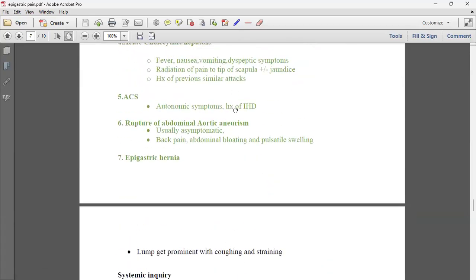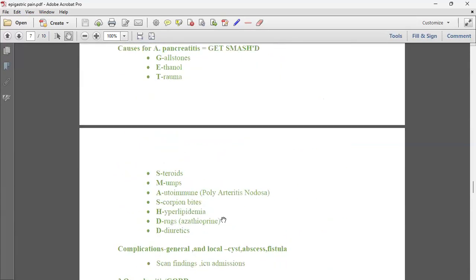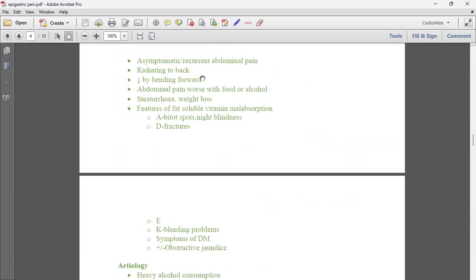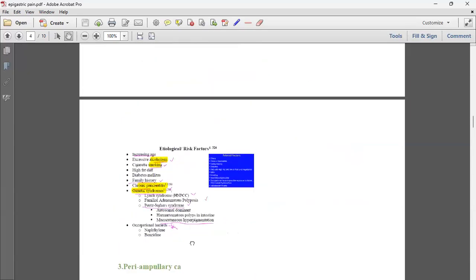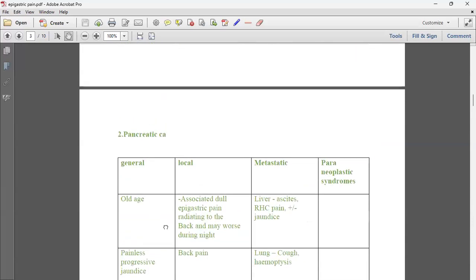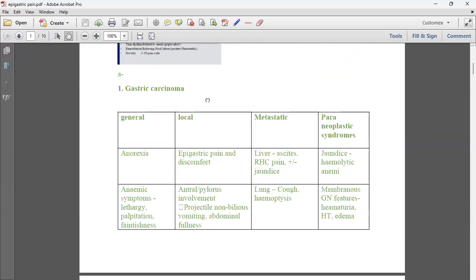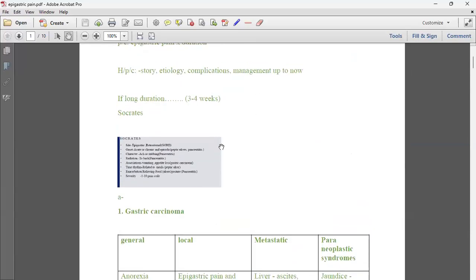Okay, so that's it for the HPC. So basically, if I give a summary, a patient comes with epigastric pain, you have to take their story, you have to entertain some differentials, you have to find the etiology and any complications, and the management done for that patient up to now.